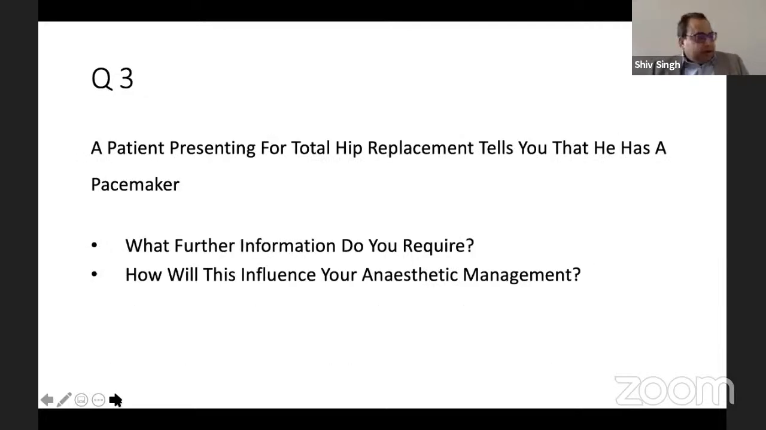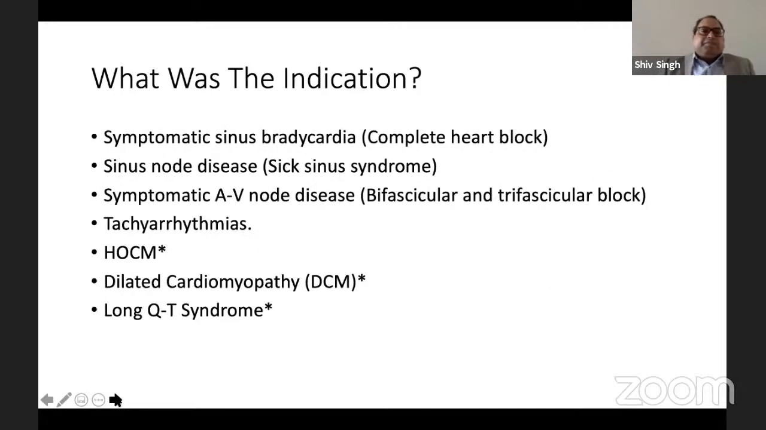Coming to the third question. The third question is about a patient presenting for total hip replacement. It tells you that he has a pacemaker. So what further information do you require, and how will this influence your anesthetic management? The first thing you need to know is, what is the indication? Why did the patient end up with a pacemaker?